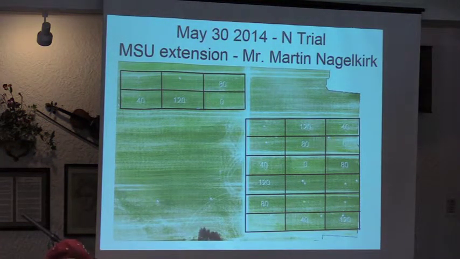Experiments were conducted on the MSU extension field, and we want to thank Mr. Martin Nagelkirk for the help during the field experiment. Here, on May 30, we applied different nitrogen treatments, ranging from 0 to 120 kilograms per hectare. Basically, in the visual spectrum, we can already see differences in the crop development.